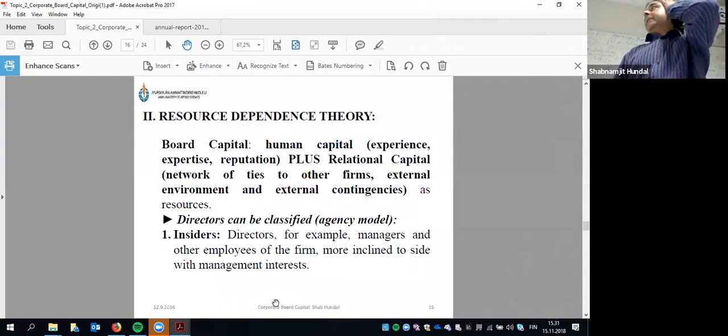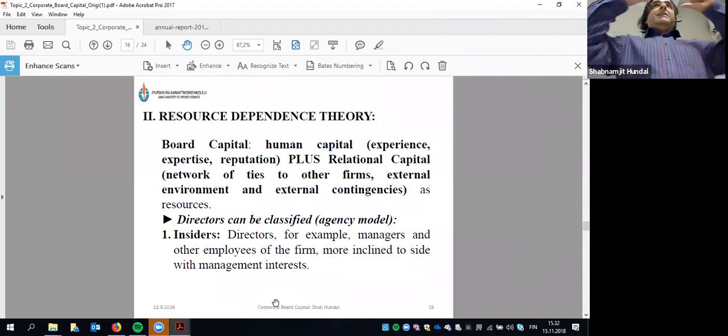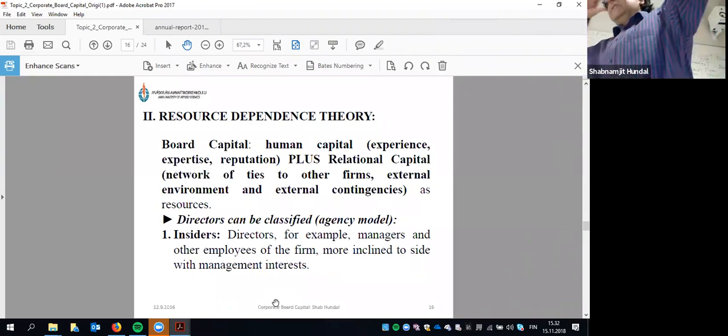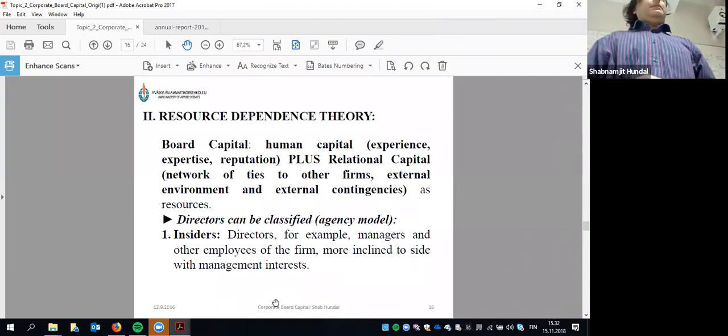The second theory is resource dependence theory. Remember, these slides are available in Optima. Look, before we study resource dependence theory, we have to change our spectacles. We take off our agency theory spectacles.